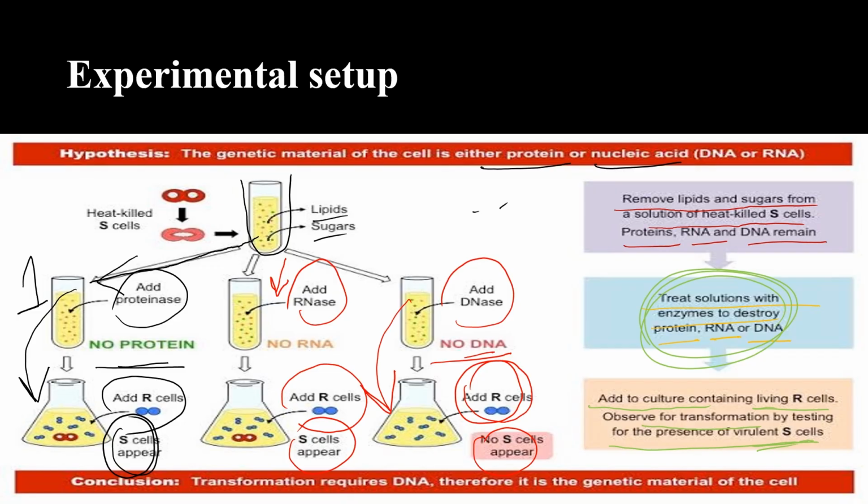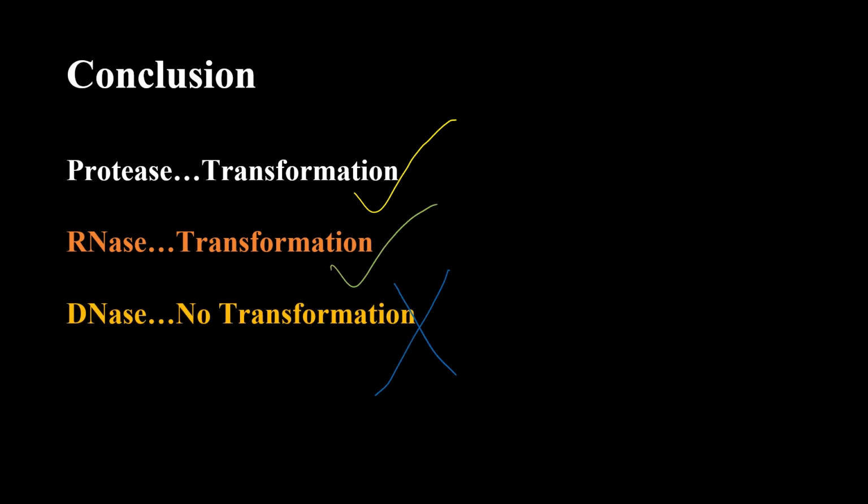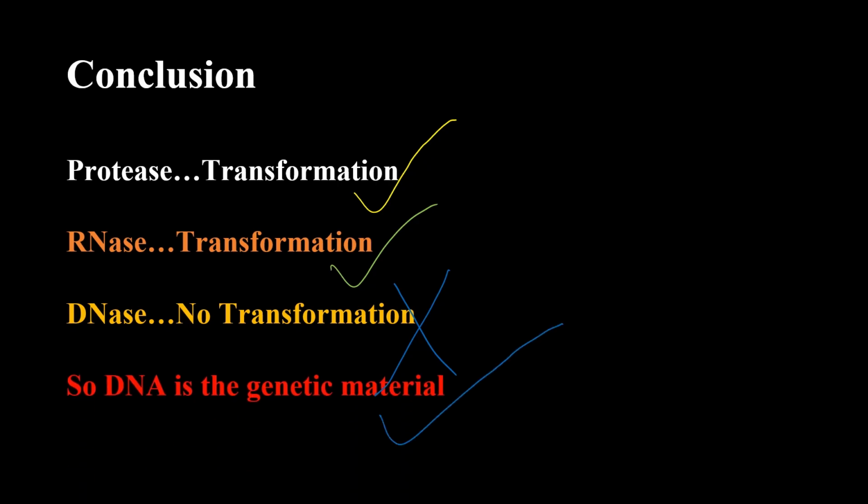Otherwise, in the presence of proteins and RNAs, there was no effect on the transformation. So they concluded that when proteases were added, transformation occurred. When RNases were added, transformation occurred. But when DNase was added, no transformation occurred. So they concluded that DNA is the genetic material because only destruction of DNA stopped the process of transformation. So the conclusion was DNA is the genetic material.